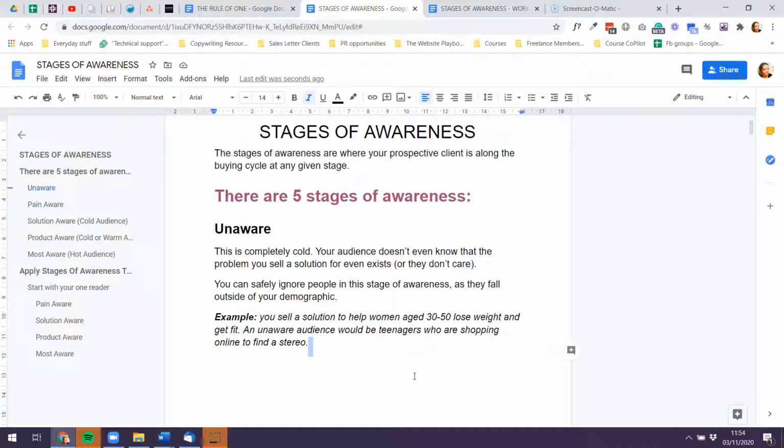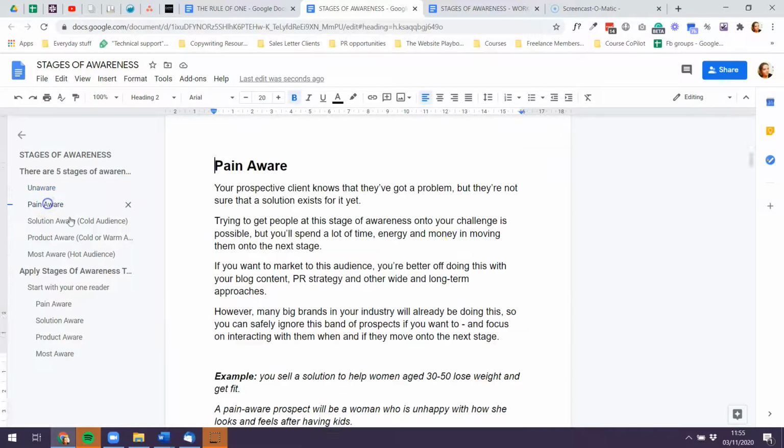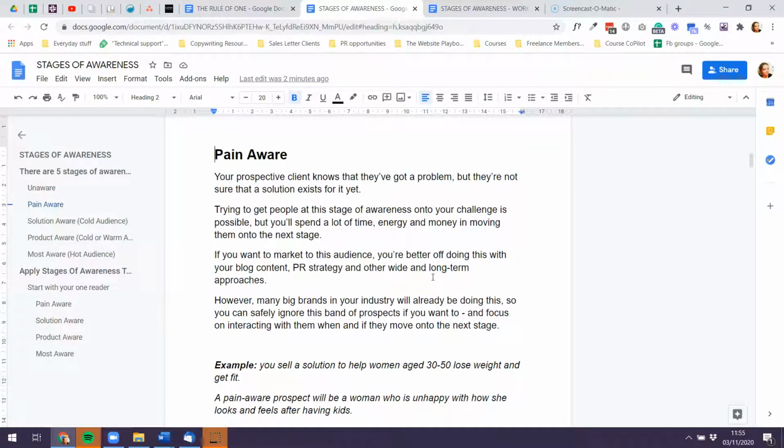The solution we're going to be looking at in this exercise is a program that helps women to lose weight and get fit at a certain stage of their life. And so an unaware audience would be, we could even say, women who are much younger, or in this case, just completely different: teenagers shopping online to find a stereo. Okay, so you don't want to spend your time and energy trying to talk to people who just aren't in your demographics. So we can safely ignore that and move on to the pain aware people, or problem aware.